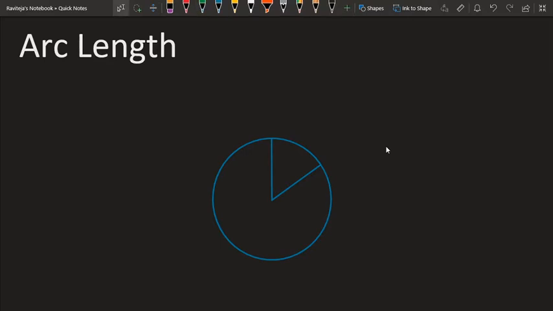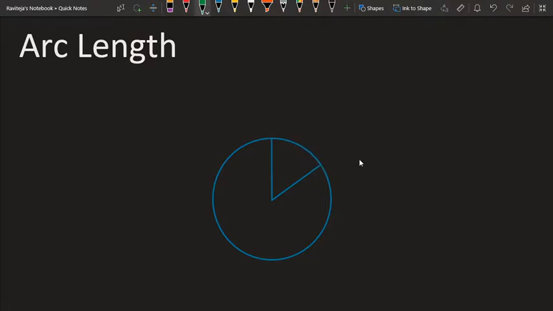Today we'll be learning about arc length. Now, arc length is basically what it says in its name, the length of an arc, or the distance of a specific arc or section of a circle. So, as you can see in this example I have right here, we're going to be learning how to solve for the length of this section right here, this arc.